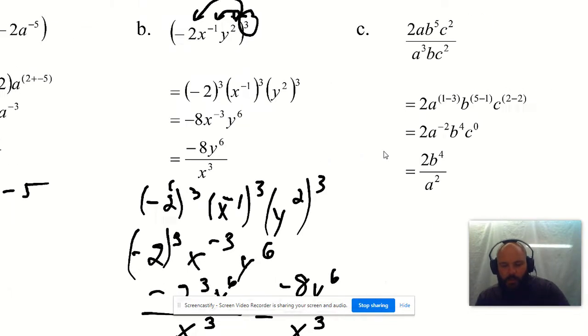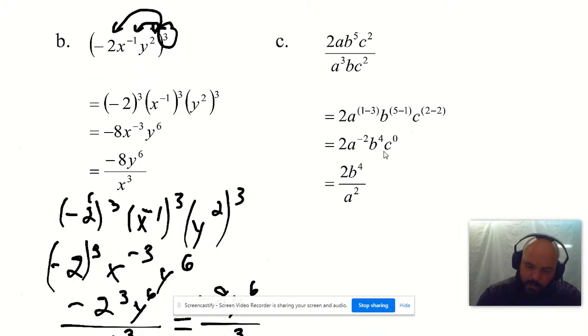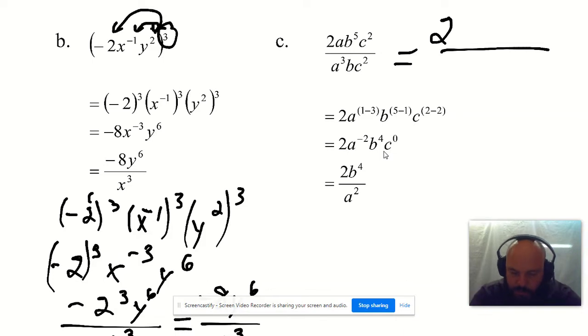There you go. All right, last one, part C. So on the numerator, we have 2ab to the fifth c squared over a to the third b and c to the second. Always, again, look within the numerator, look within the denominator, make sure there's no simplification that could be done before you start trying to move things around. There is really nothing to do too much. So we're going to get our fraction written. The 2 is going to stay on top, and then we're going to go through each like term.